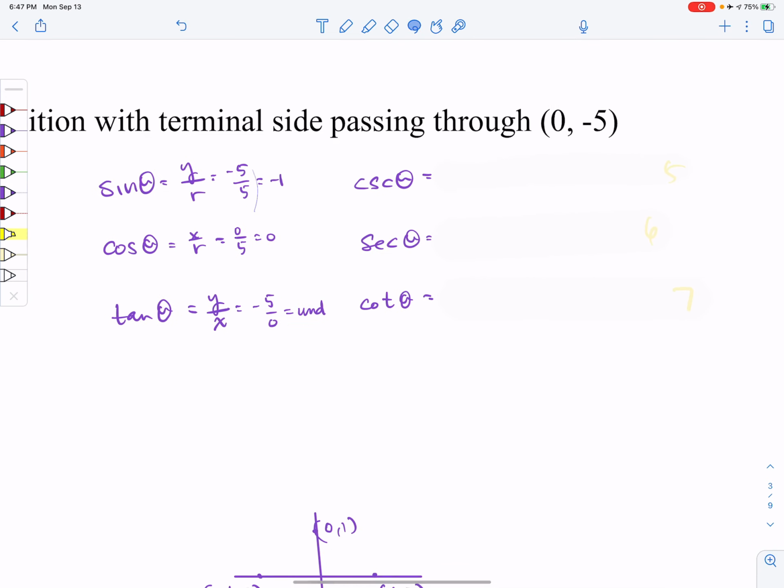To get my secondary trig functions, once again, I'm going to use the unsimplified version and get the reciprocals. So for cosecant, this is going to be -1. For secant, this will be 5 over 0, which is undefined. And then for cotangent, it'll be 0 over -5, which is equal to 0.